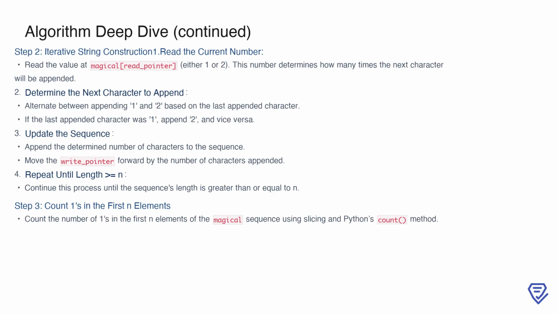Finally, to solve the problem, we count the number of 1s in the first n elements of the sequence using slicing and Python's count method. This approach ensures the sequence is generated efficiently and correctly.